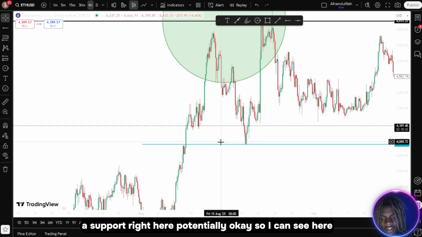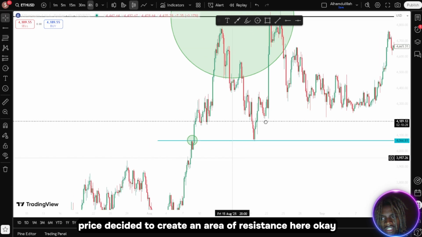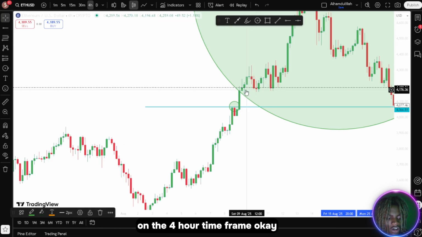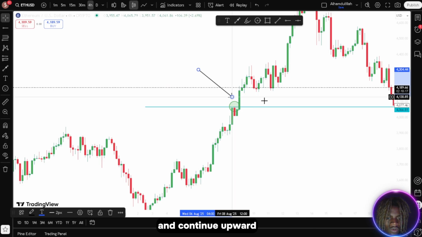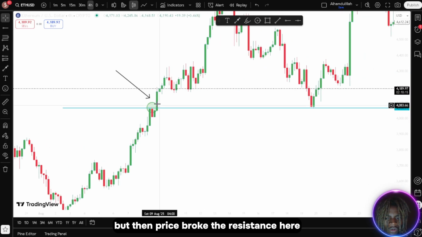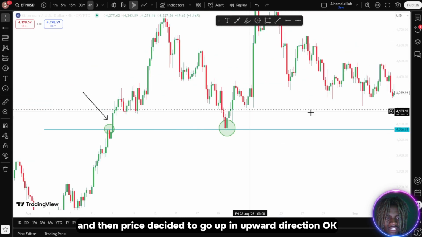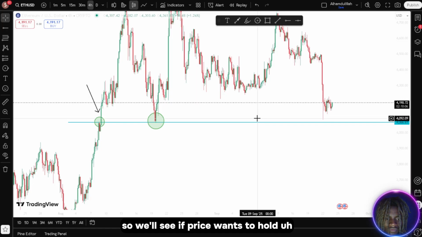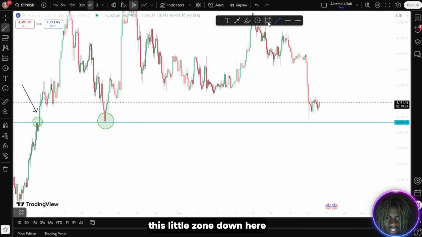So I can see here, price decided to create an area of resistance here. You can see this area of resistance being created here on the 4-hour time frame. And then price decided to break above it and continue upward. Then price broke the resistance here and turned it into support. And then price decided to go in an upwards direction. So we'll see if price wants to hold this little zone down here.